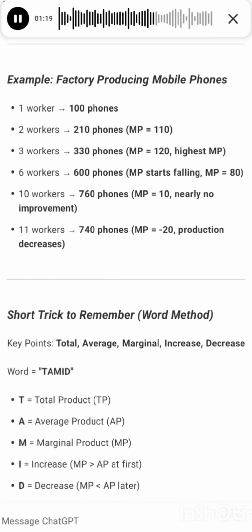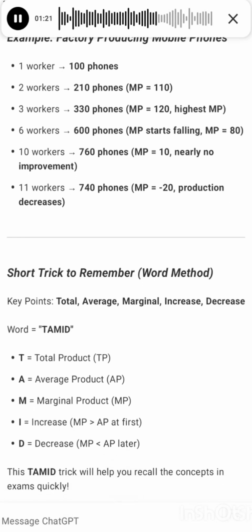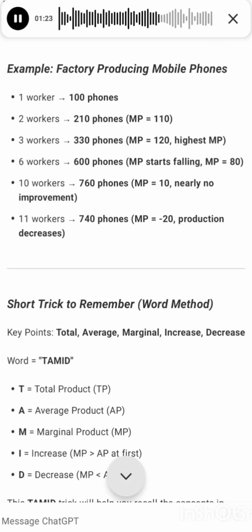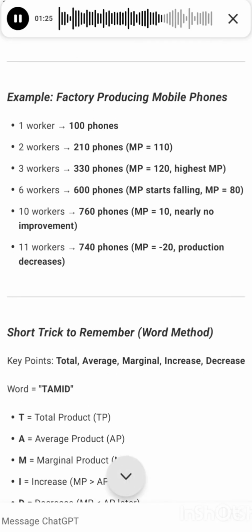Example, factory producing mobile phones. 1 worker, 100 phones. 2 workers, 210 phones, MP equals 110. 3 workers, 330 phones, MP 120, highest MP. 6 workers, 600 phones, MP starts falling, MP equals 80. 10 workers, 760 phones, MP equals 10, nearly no improvement. 11 workers, 740 phones, MP equals minus 20, production decreases.